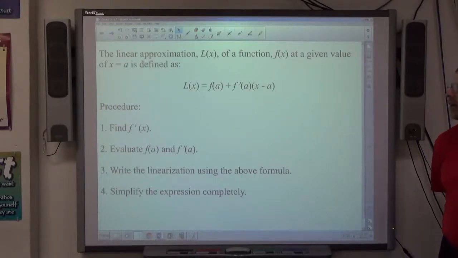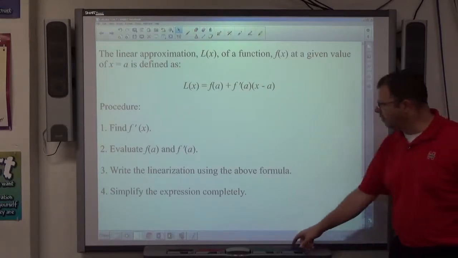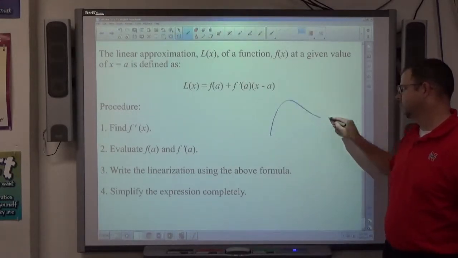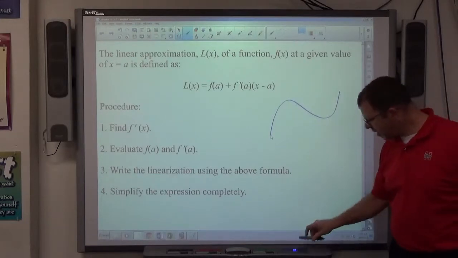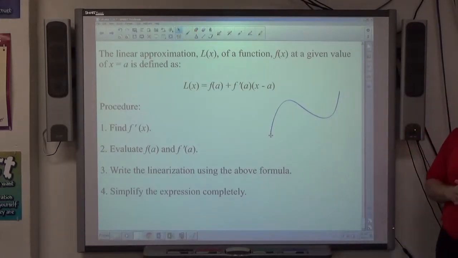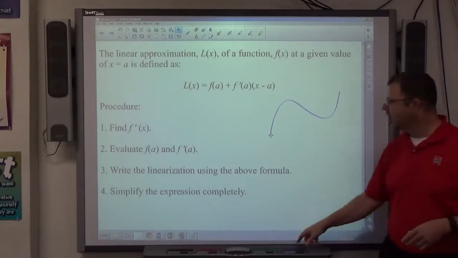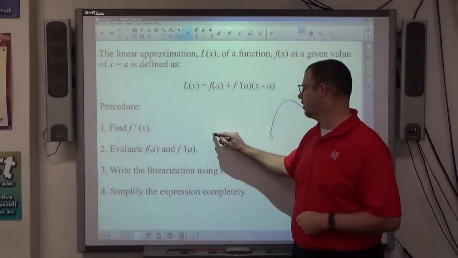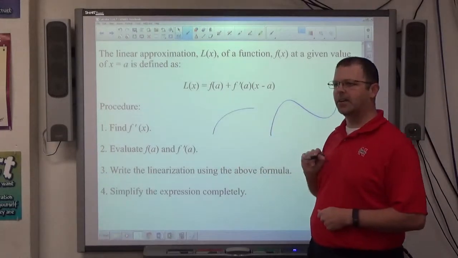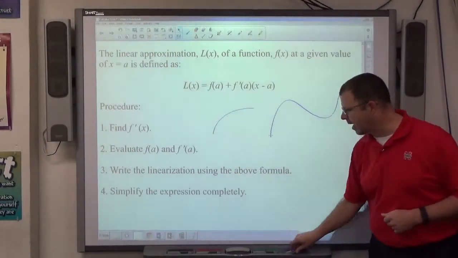Today we're going to do linearizations of functions, and the idea of a linearization is this. If you have a curve like so, and you're trying to evaluate a curve, it usually involves some high power functions, or it could have a radical curve. Maybe it does some cube root or square root function, and you're trying to evaluate something like that.